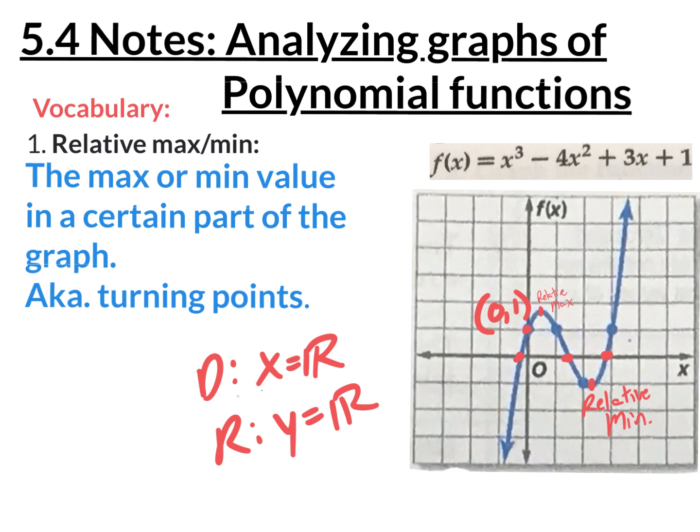You could pick any other point too. You could pick this one right here, which is 3, 1. So you could plug in 3 right there, and right there. Do the math. 3 to the third is 27. 3 squared is 9. 4 times 9 is 36. 27 take away 36. Plus 3 times 3 is 9. Plus 1. And see if it actually gives you 1 as an answer, right?